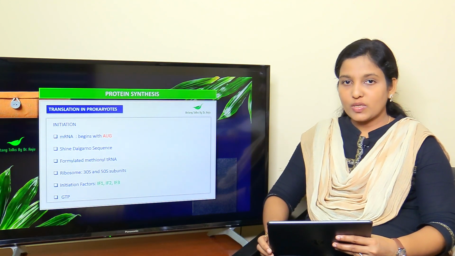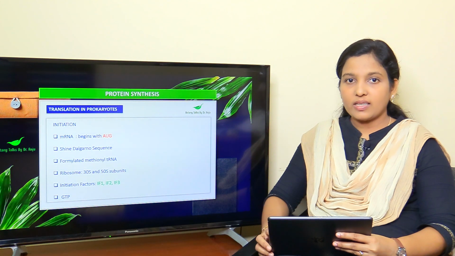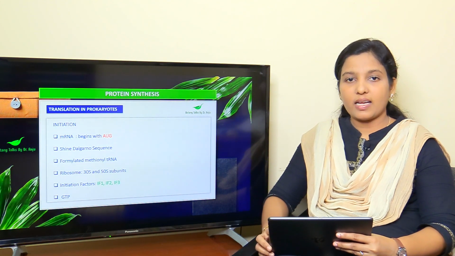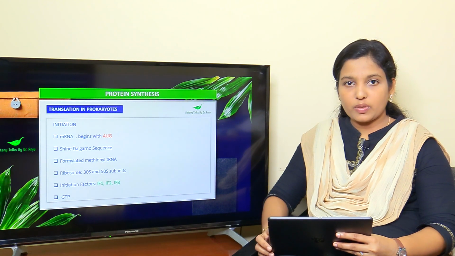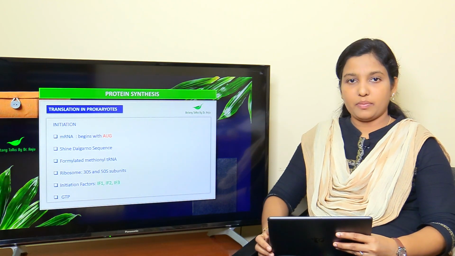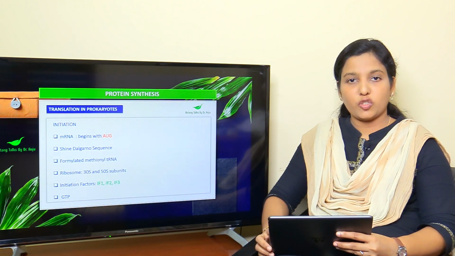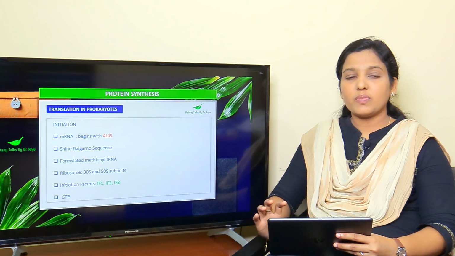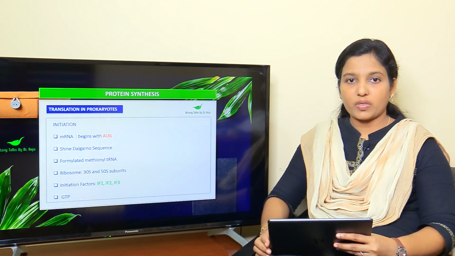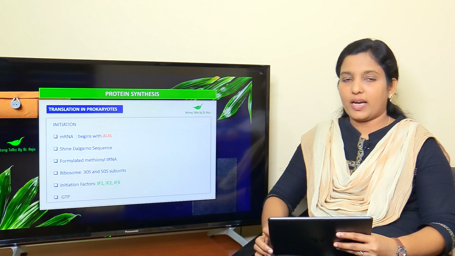There are two subunits of ribosomes which are involved in translation. Ribosomes are the organelles in which the translation process is carried out. The 30S ribosomal subunit is the first subunit that attaches to the mRNA molecule. Following this, the 50S ribosomal subunit will join the 30S ribosomal subunit and form the complete machinery for protein synthesis.